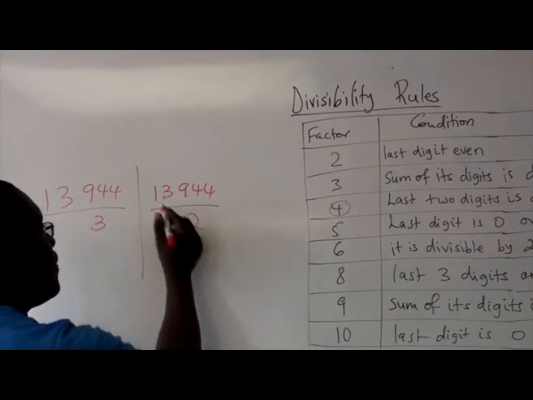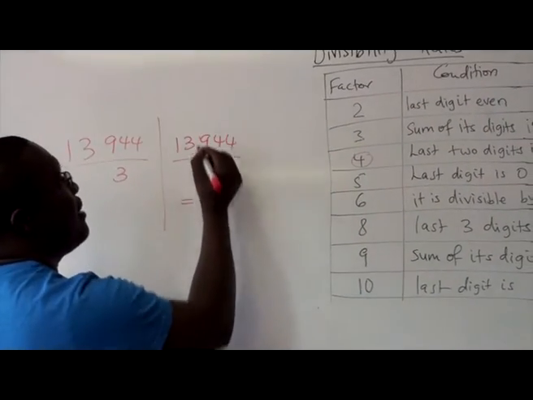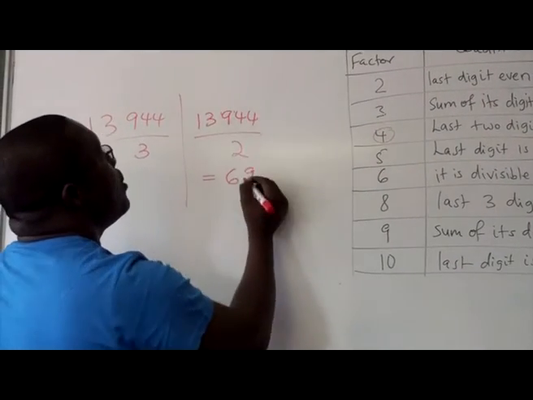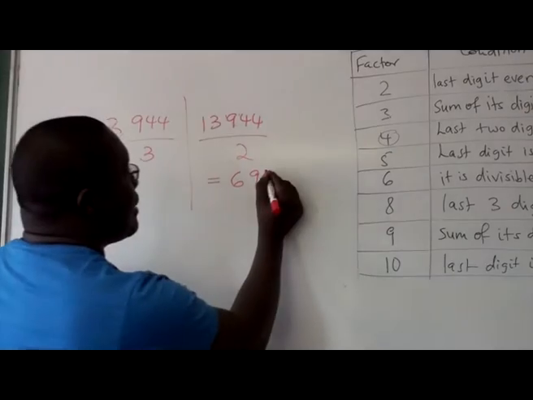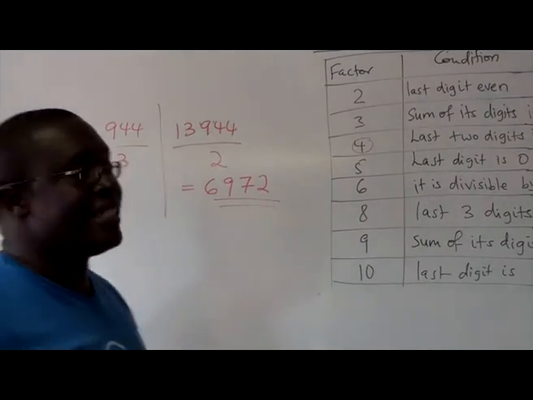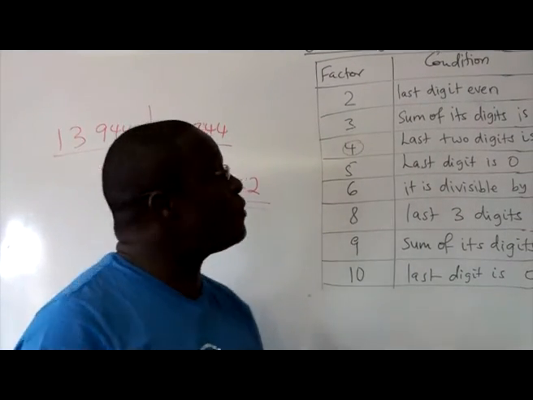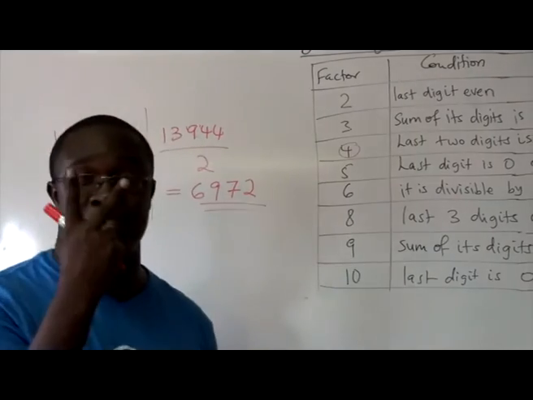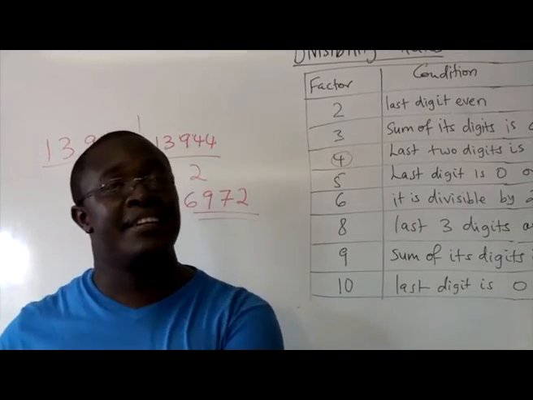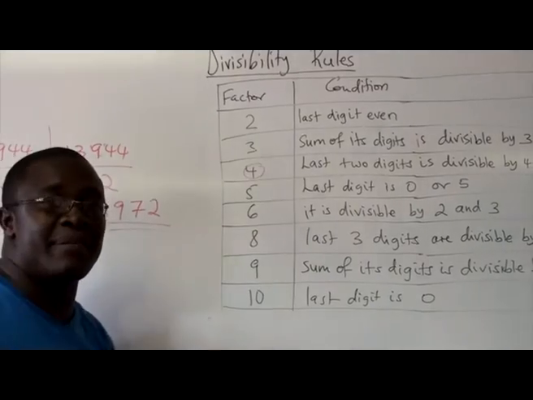Right. 13944. 2 into 13, 6, remainder 1. 2 into 19, it's 9, remainder 1. 2 into 14, 7. 2 into 4, 2. So we know that this number is divisible by 2. But for it to be divisible by 6, remember it has to pass two conditions, divisibility by 2 and divisibility by 3. But we know what the rule says for divisibility by 3, right?